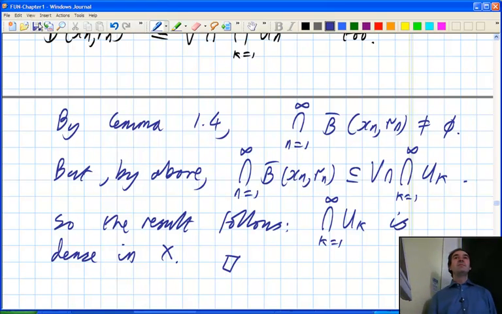Any questions on that proof? I drew lots of diagrams. Any questions on any of the bits?